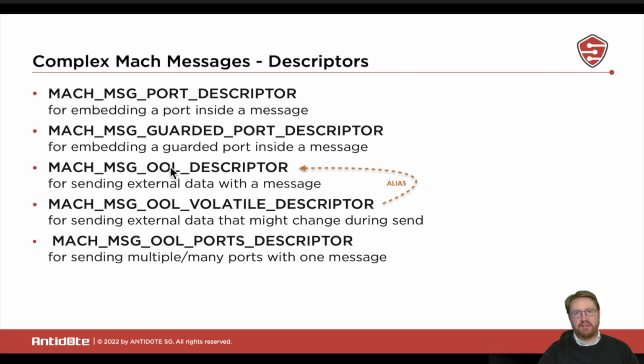Then we have the OOL descriptor and the OOL volatile descriptor. In both cases, it's a way to attach external data to the message, so that the data can be anywhere in memory and does not need to be contained inside the message itself. And then in the end, there's this OOL ports descriptor, which is basically the same as a port descriptor, except that the port is not read from the descriptor, but is read from an array of ports. So this can be used for multiple ports at the same time.